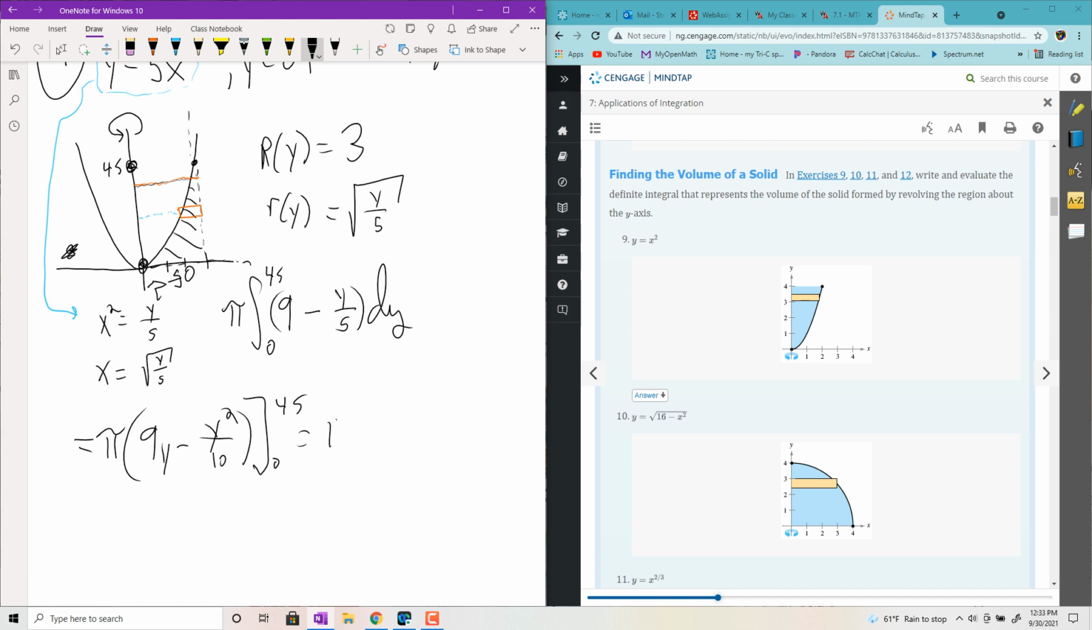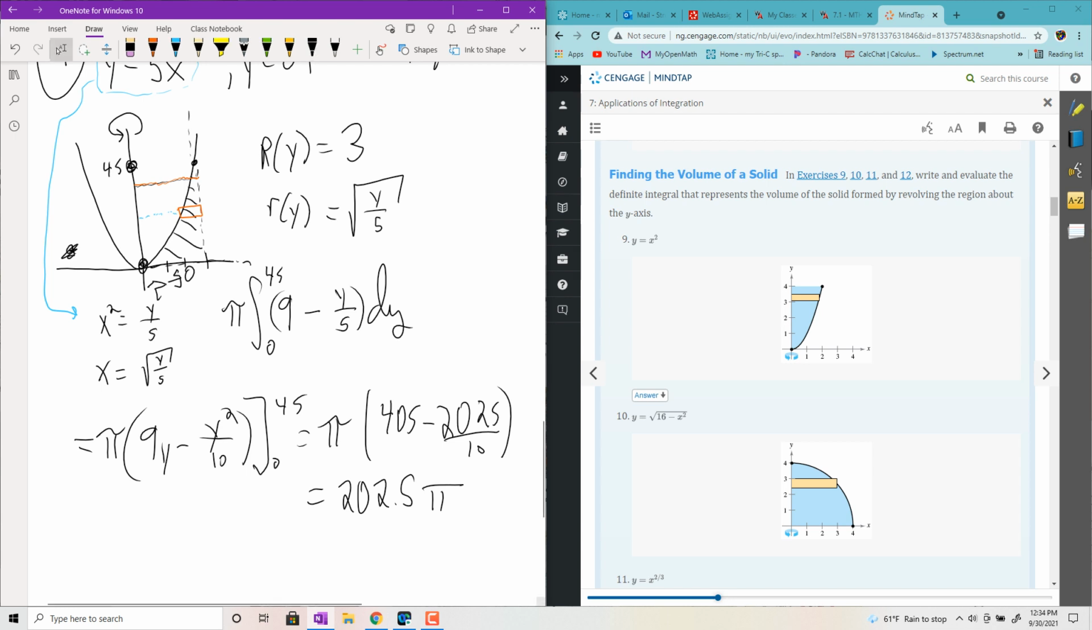So I'm going to get pi times 405, and then I just went to the decimal form. It's really 2025 over 10. But when I put that in my calculator, I was like, that's enough. 202.5 pi is the exact answer. So, yeah.